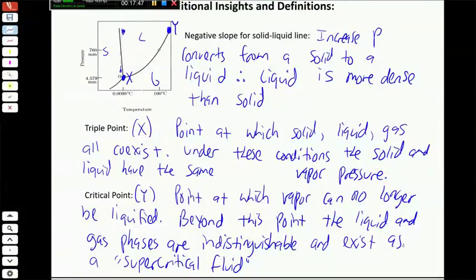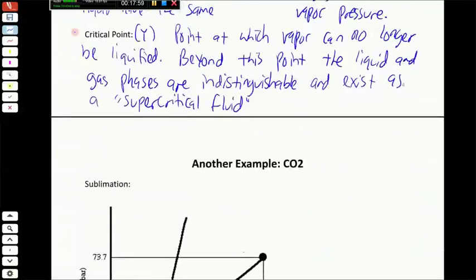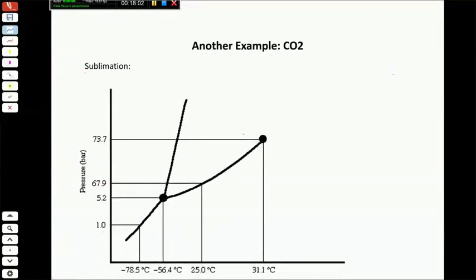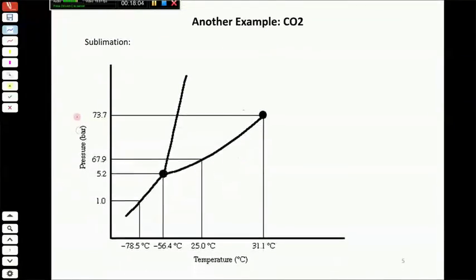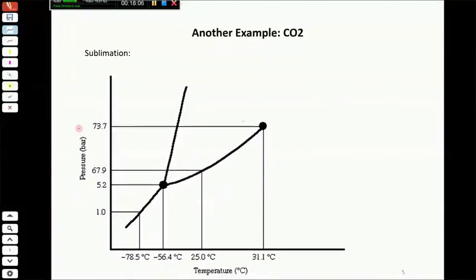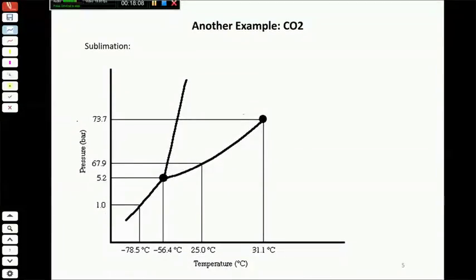Don't worry. All right, so we have those features as well that we can read from a phase diagram beyond just where the phase changes occur. So let's look at another example of a phase diagram just to see some slight differences that can exist. Let's look at carbon dioxide, CO2. And this introduces a concept which we haven't seen yet called sublimation.